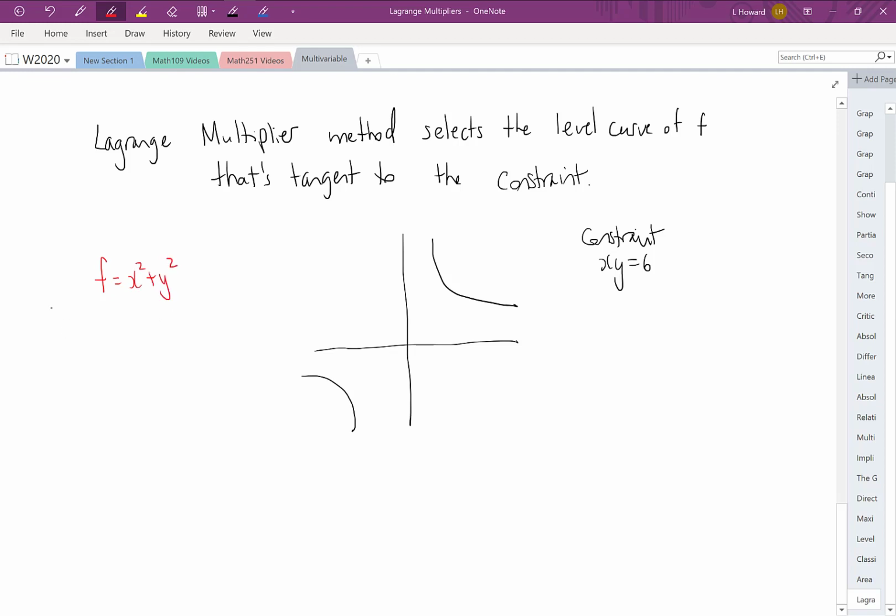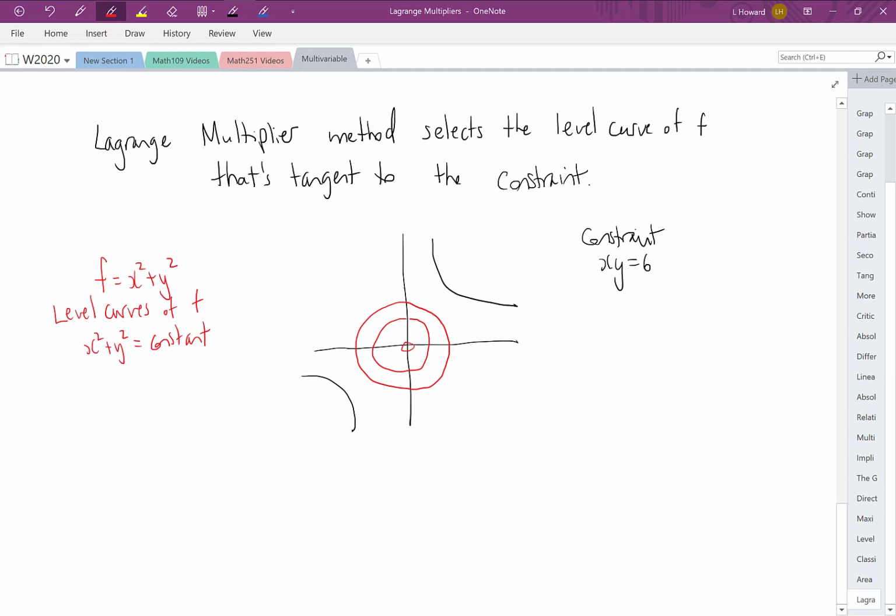Remember when we say level curves of a function, you're just saying take your function and set it equal to a constant. So let's start drawing some level curves of f. If the constant equals 0, we'd have just a circle of radius 0, in other words, the origin. If we had x squared plus y squared equal 1, we'd have a circle of radius 1, etc. So our level curves of f are just these circles centered at the origin with different radii.